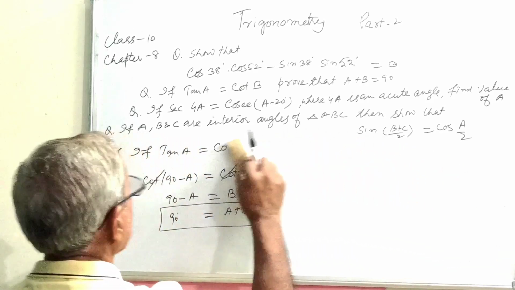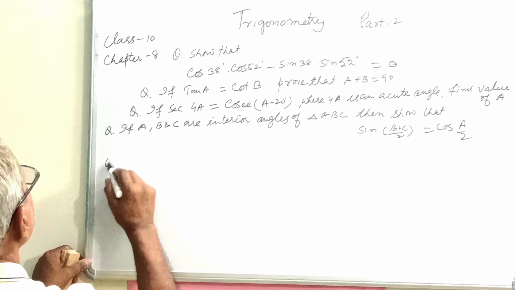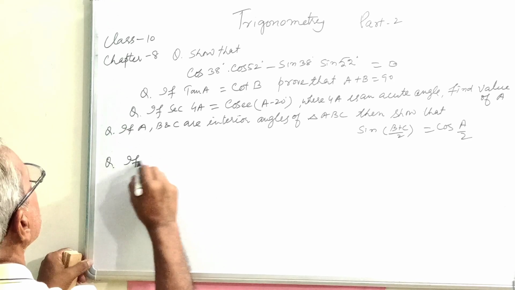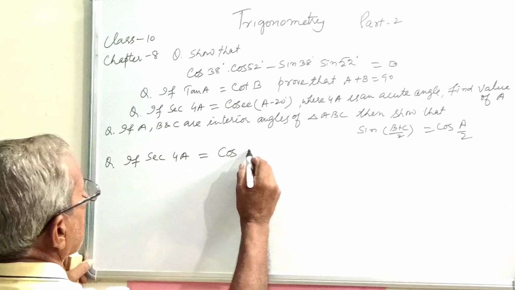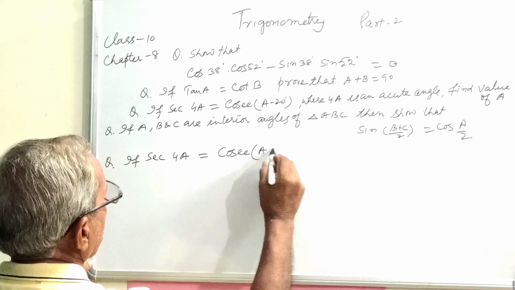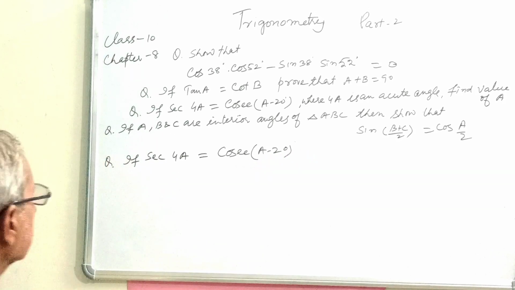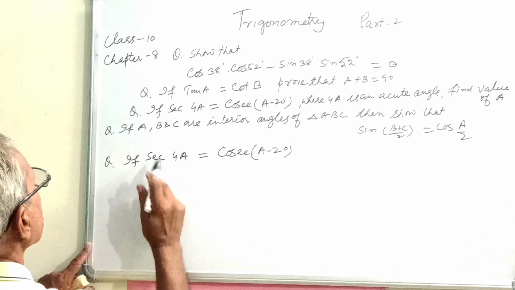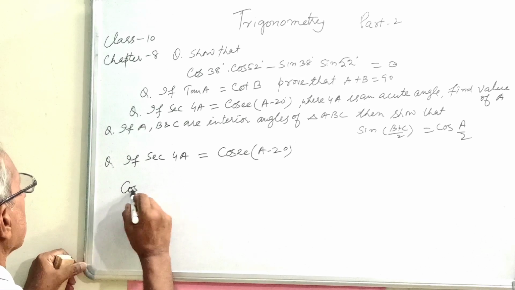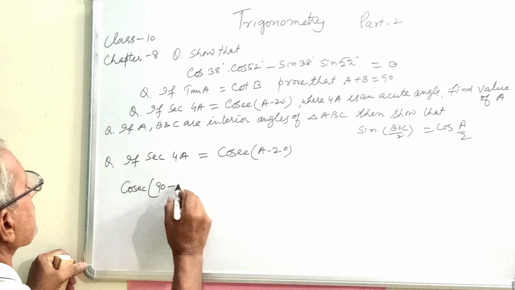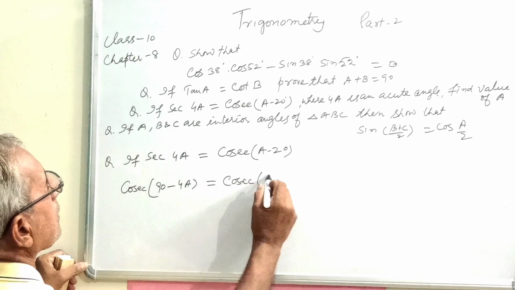So next part, if secant 4A is equal to cosecant A minus 20 degree. So change the left hand side. So left hand side is secant. So in place of secant we will write cosecant 90 minus 4A. Cosecant A minus 20.